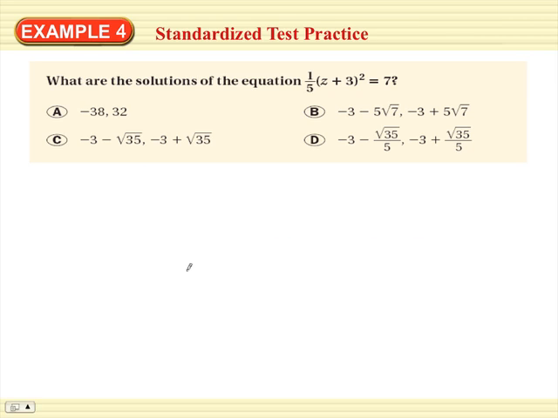Okay, next type. It's a little bit different, but it's kind of the same in the end. Write this equation down: 1/5 times (z plus 3) squared equals 7. We want to solve this equation. Question is, how do we approach something that looks like this? What do you guys think we do first in this type?